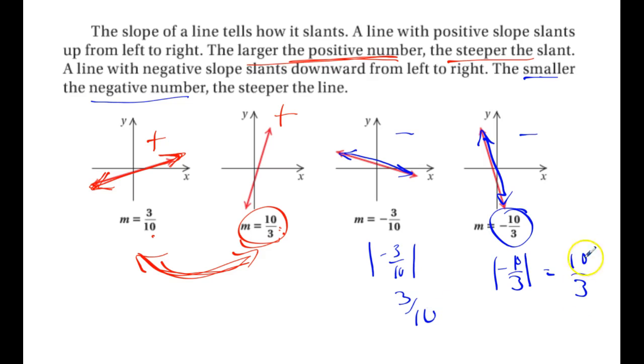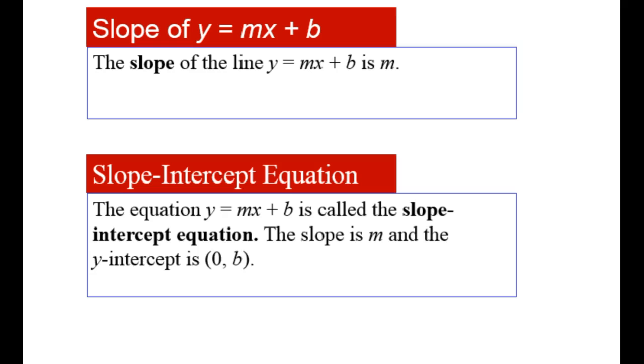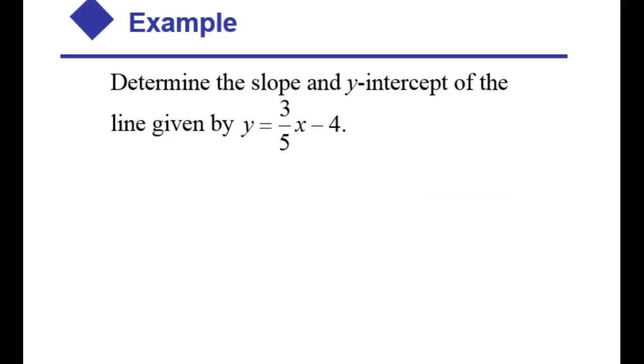So the larger value is still here, and this is steeper. So graph D is steeper than C, and graph B is steeper than graph A. So two things, wrapping up what we've learned: y equals mx plus b, and the slope is the m, and the y-intercept is the b term, or the last number.